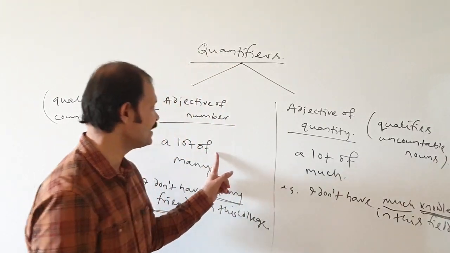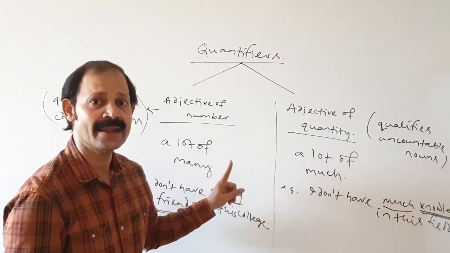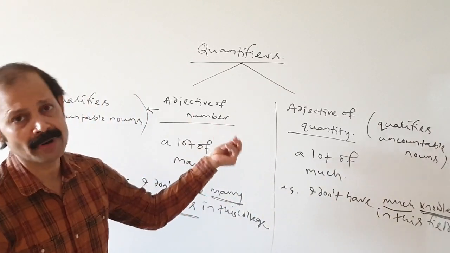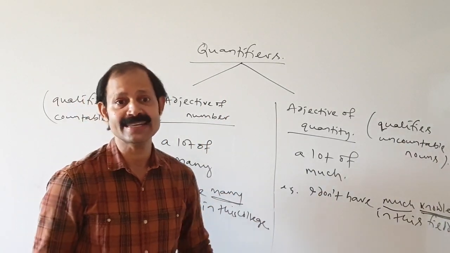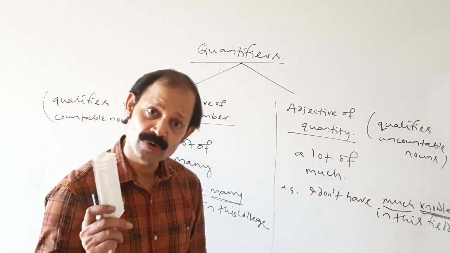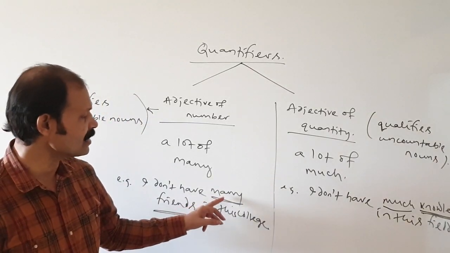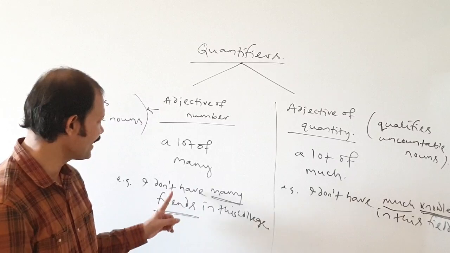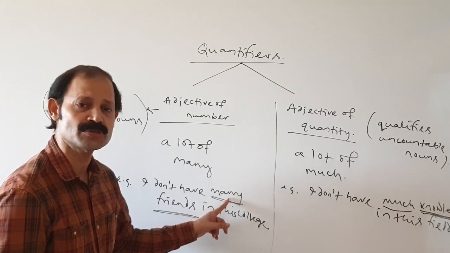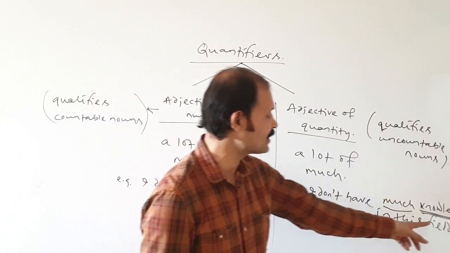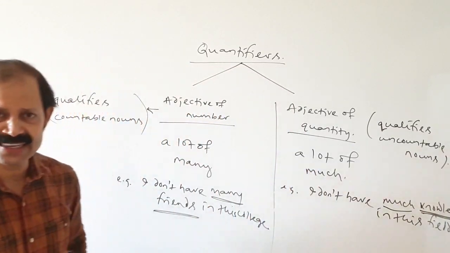So in an affirmative sentence, whether the noun is countable or uncountable, you should supply a lot of. Accordingly, a lot of may be an adjective of number or an adjective of quantity. But you cannot use many or much in such sentences unless the sentence is negative. In a negative sentence with a countable noun, you have to use many. But if the sentence is negative with an uncountable noun, you should provide much. Things are clear?